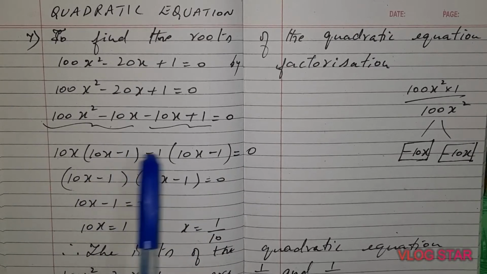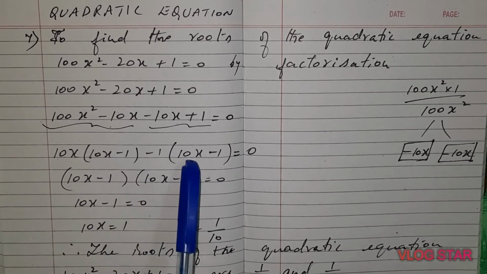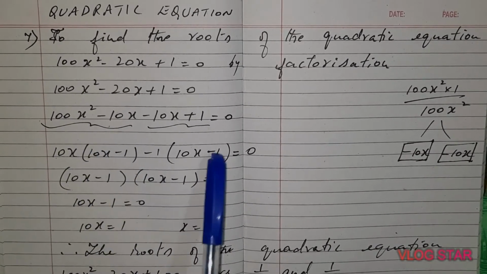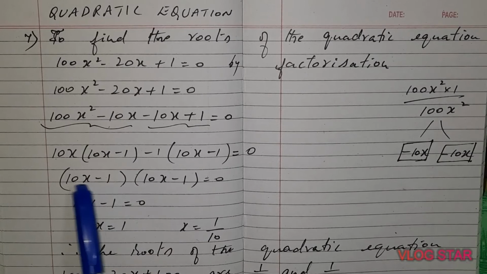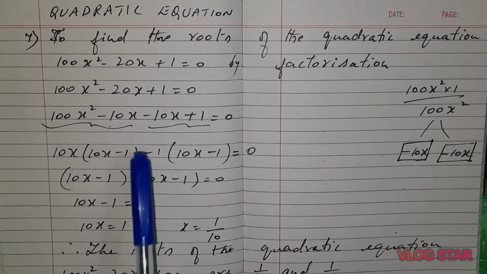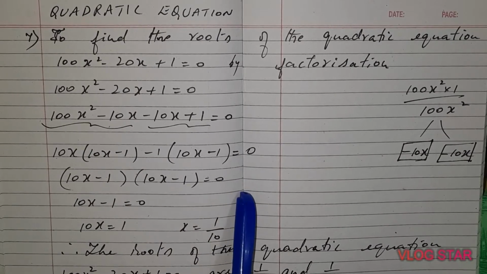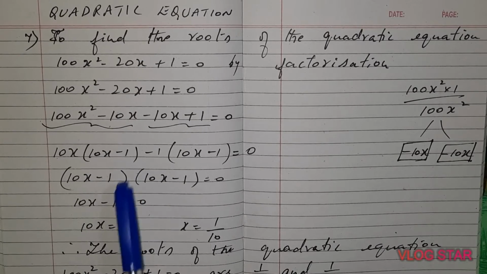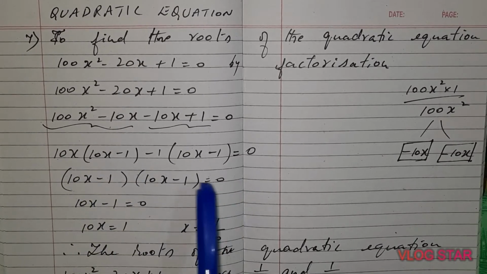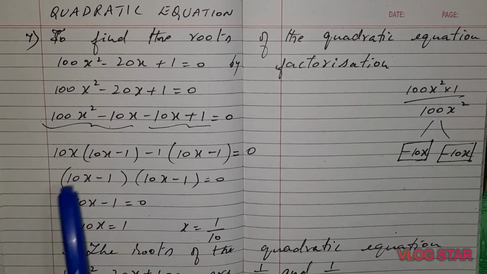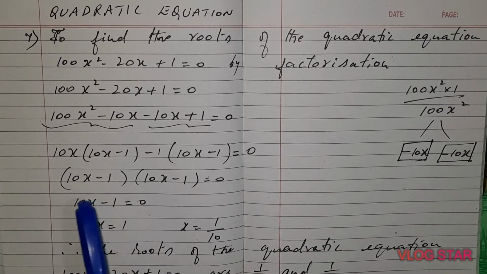In this one, what is the common factor? 10x − 1. Here also you have 10x − 1. So in this, the common factor is 10x − 1. Take out 10x − 1. What is remaining? 10x − 1 = 0. Since you have the same factors here, 10x − 1 and 10x − 1, you just take one and equate it to 0. So 10x − 1 = 0.